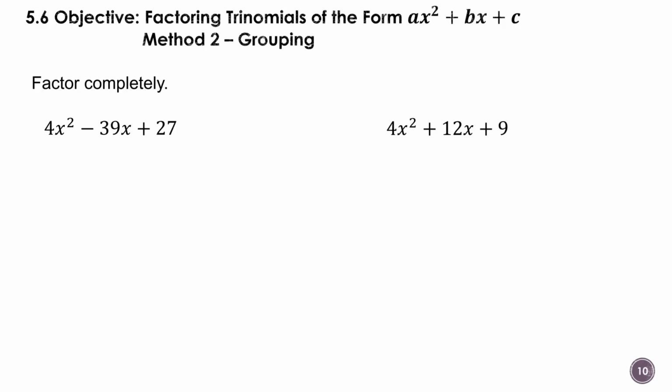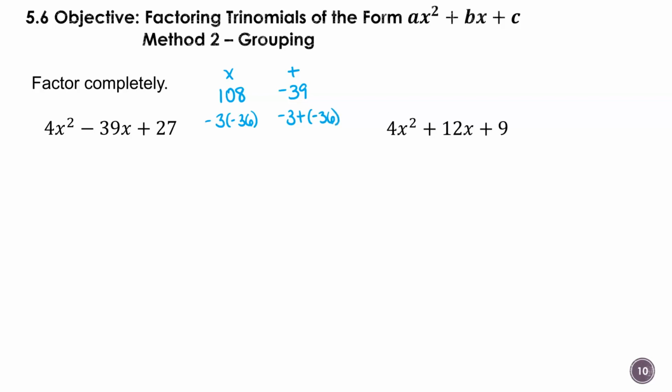We're going to start out with this first trinomial. Multiply the 4 times the 27, and that's going to be 108. Then I'm trying to find a sum of my middle term, negative 39. Remember the coefficient of the middle term. Well, that happens to be negative 3 times negative 36. You might have to search for that a little bit because 108 has lots of factors. And negative 3 plus negative 36 would give me the negative 39.